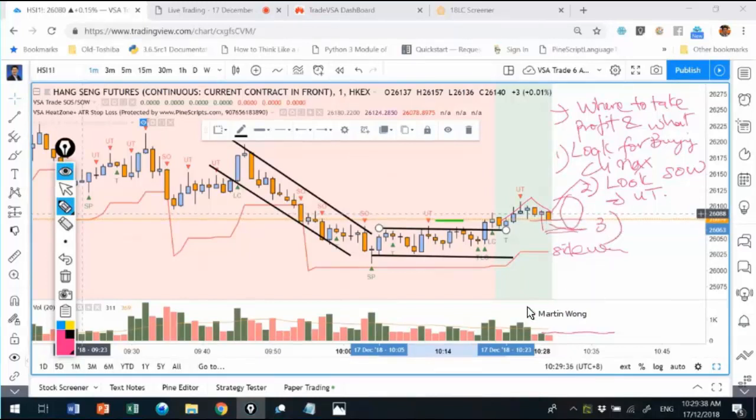But to ensure that this thing continues to go up like this, we want to see a spring. So we want to see a spring here. Okay, we want to see a spring.